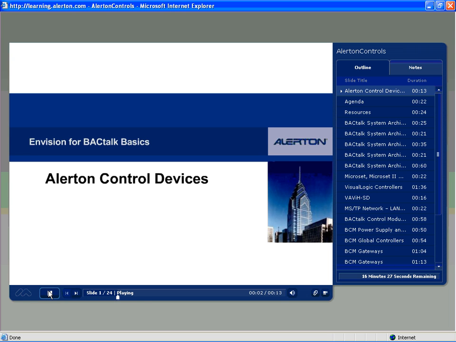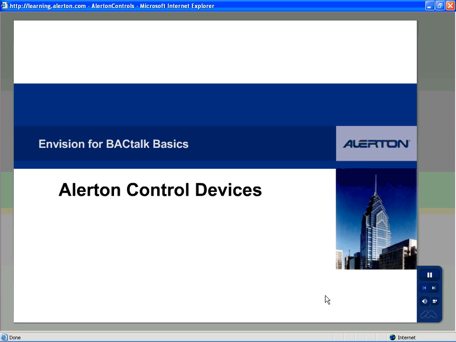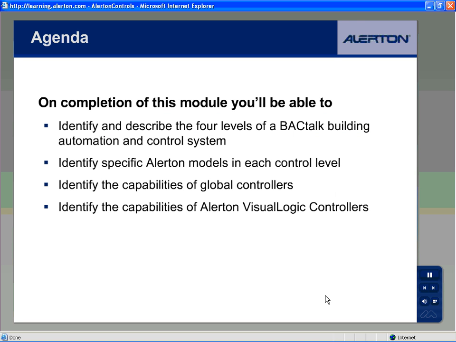Welcome to this continuation of the Envision for BACtalk Basics course. In this module, I'll discuss the Alerton product line of control devices for a building automation system. On completion of this module, you'll be able to identify and describe the 4 levels of BACtalk building automation and control system, identify specific Alerton models at each control level, identify the capabilities of global controllers, identify the capabilities of Alerton VisualLogic Controllers.